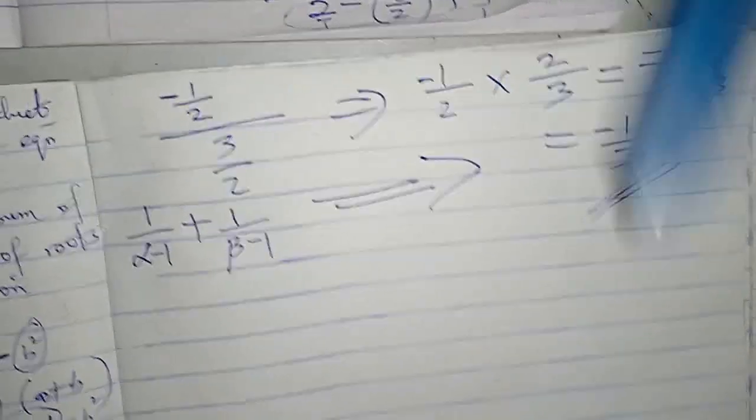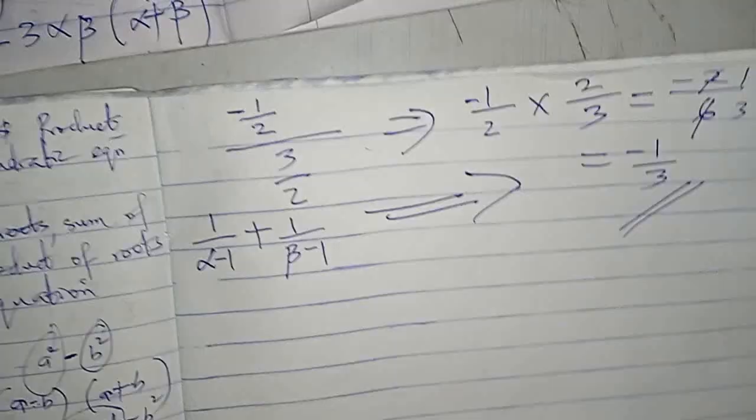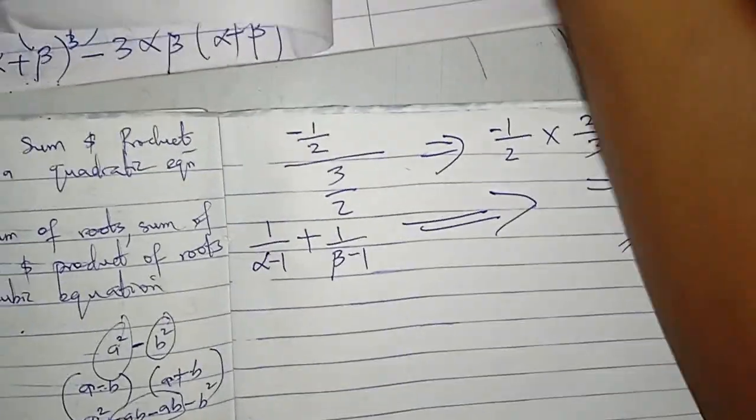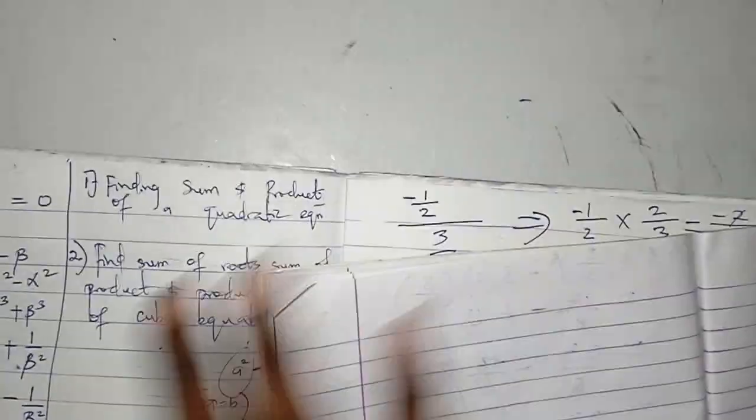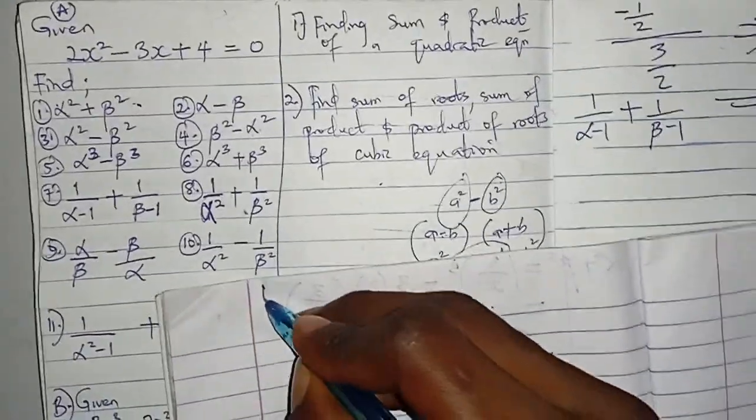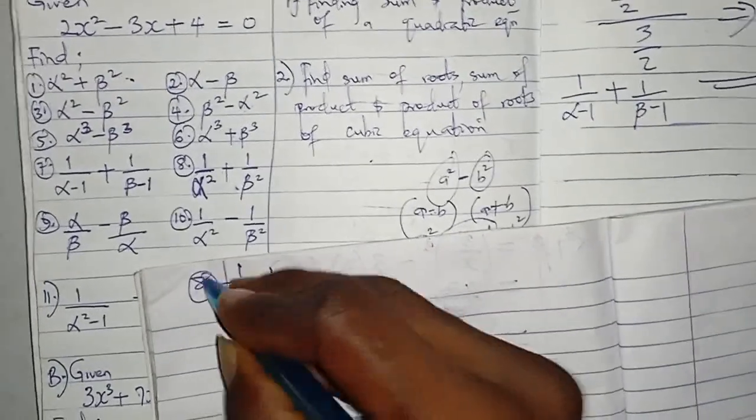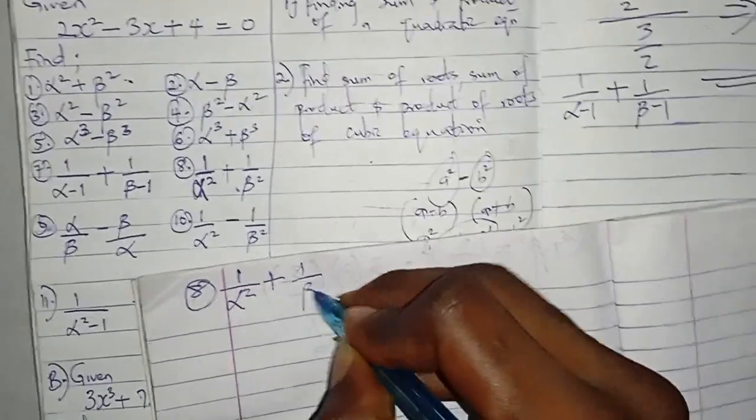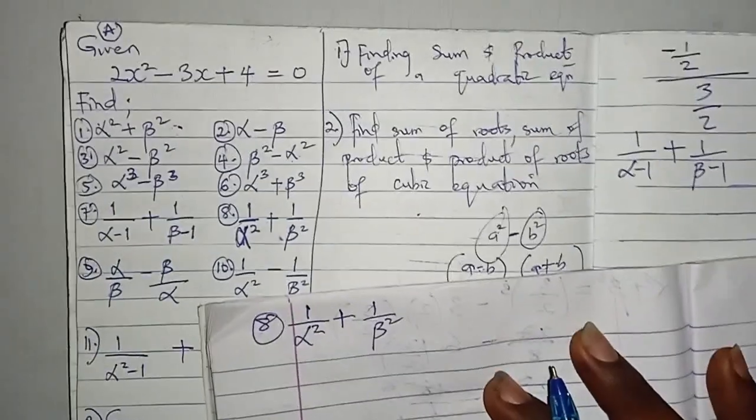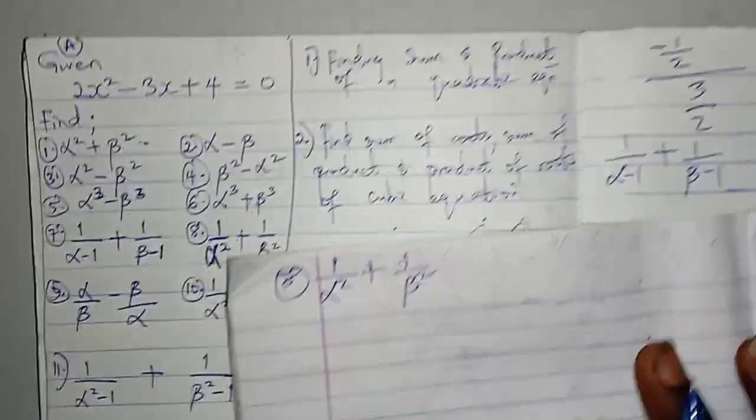Sometimes as you are watching, you carry paper and solve your own. So as we did that LCM, calm down and get your own LCM. Alright, let's move to the next one. We have 1 over alpha square plus 1 over beta square. This is the question we are solving for.